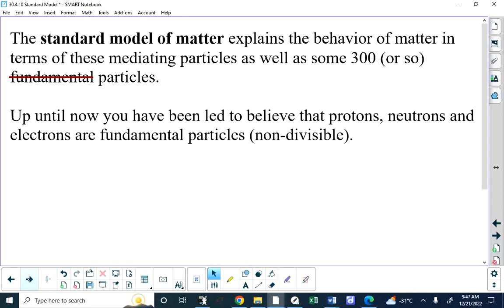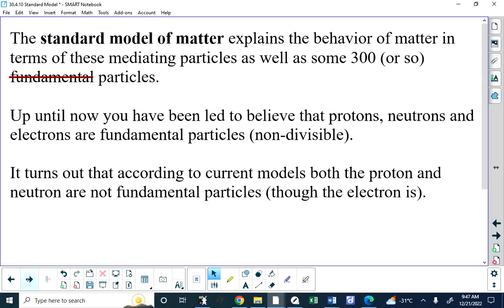So you've been told up till now that protons, neutrons, and electrons are fundamental, which means non-divisible. But it turns out that the proton has parts to it and the neutron has parts to it. So it's like Dalton believing that an atom was indivisible. Well, we've discovered the atom has parts, a nucleus and electrons, or a positive stuff and electrons. Then we discovered that positive stuff has parts, protons and neutrons. Now we're going deeper and we know that protons and neutrons have parts.